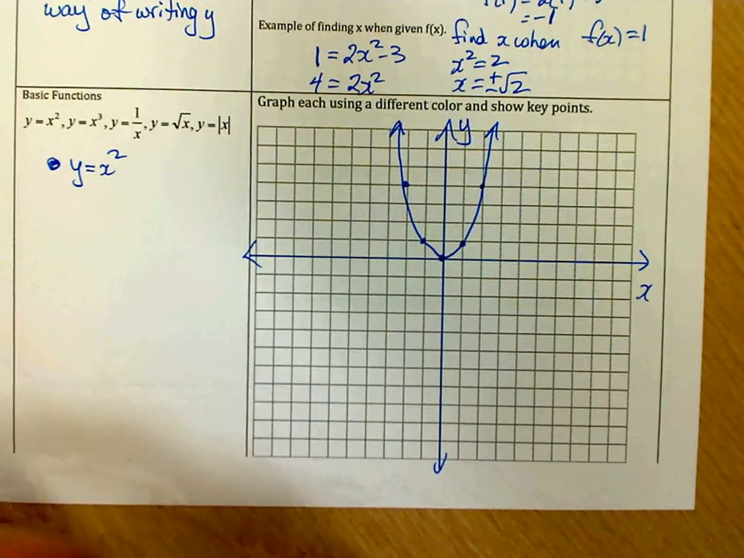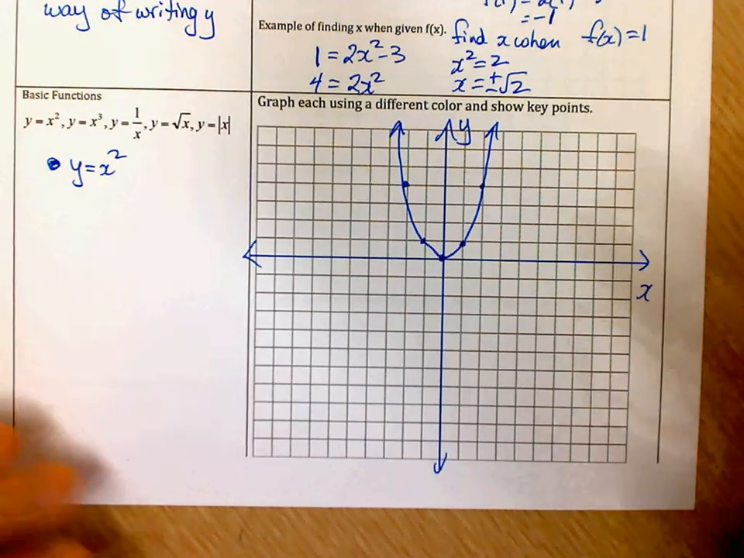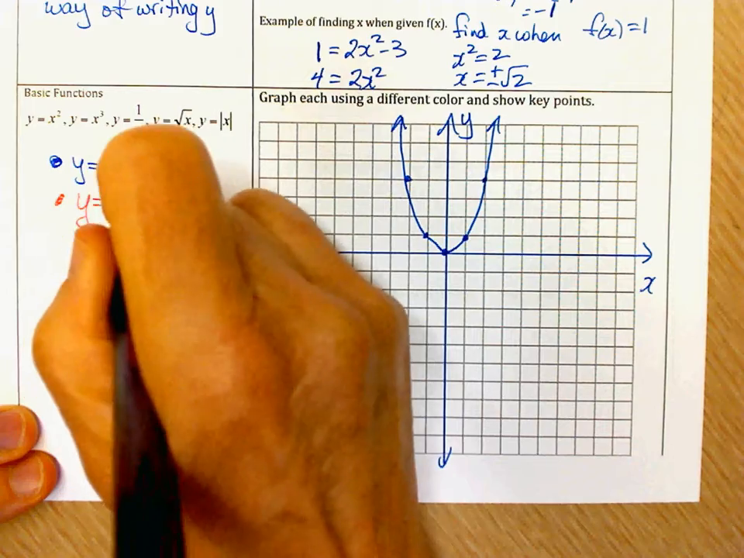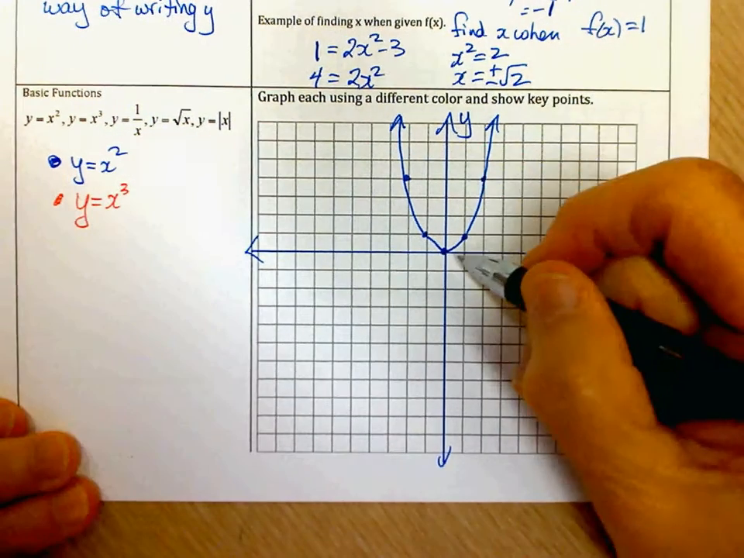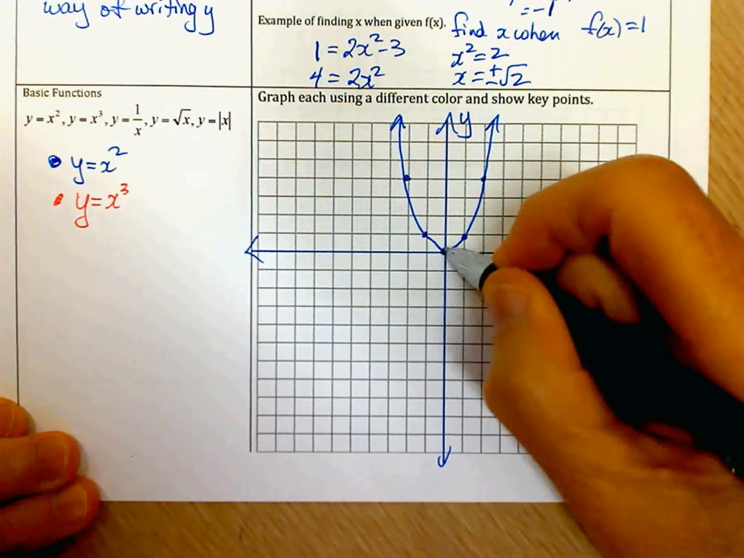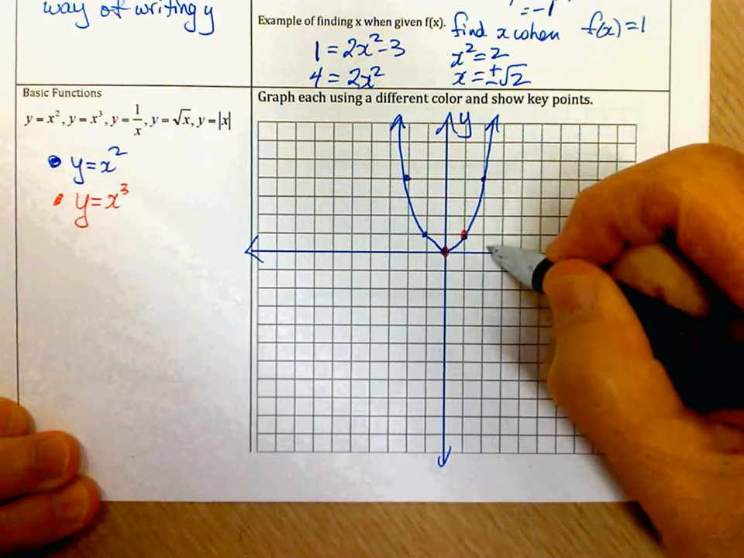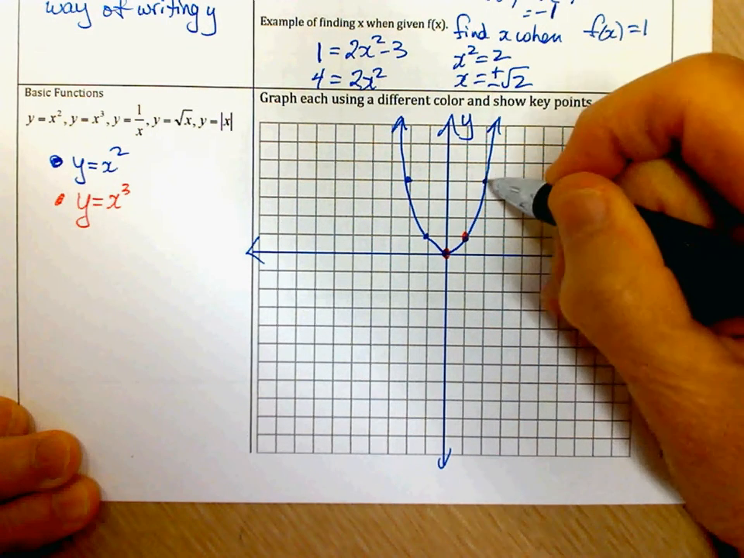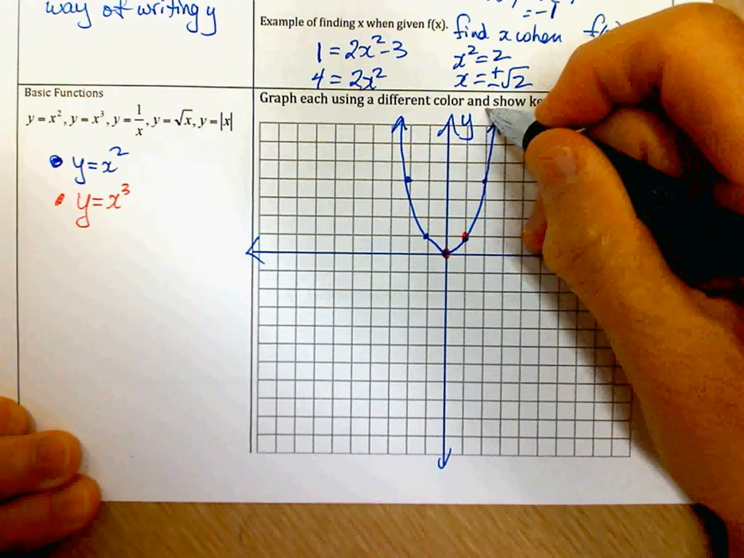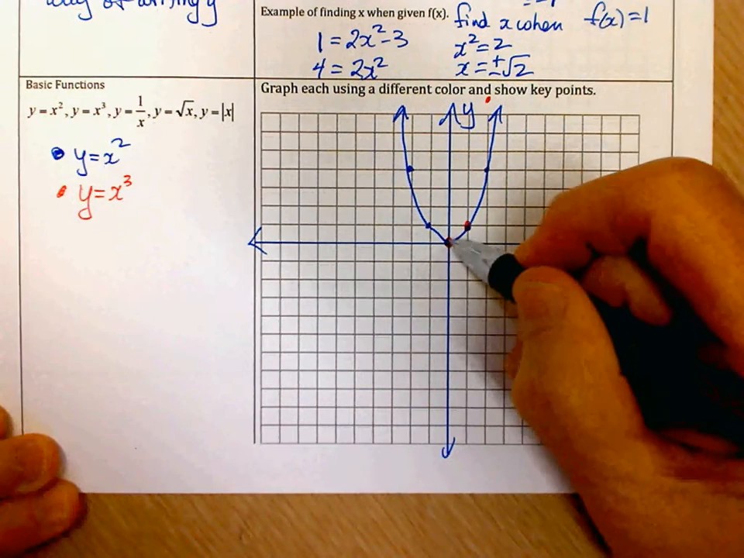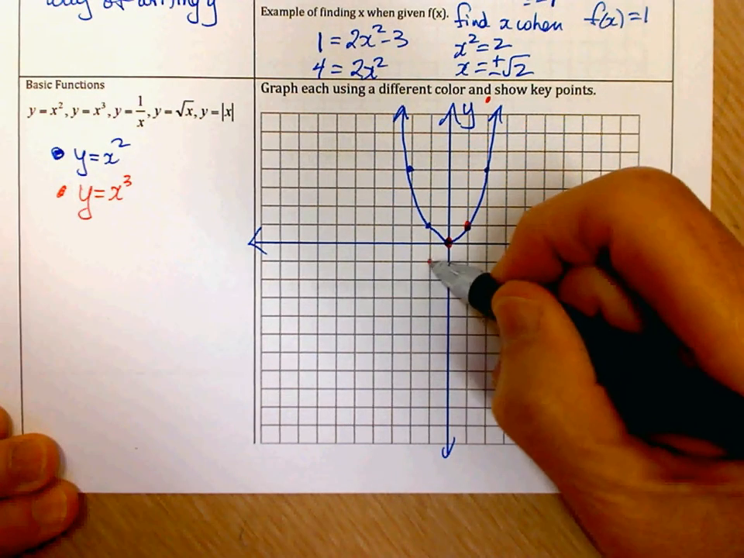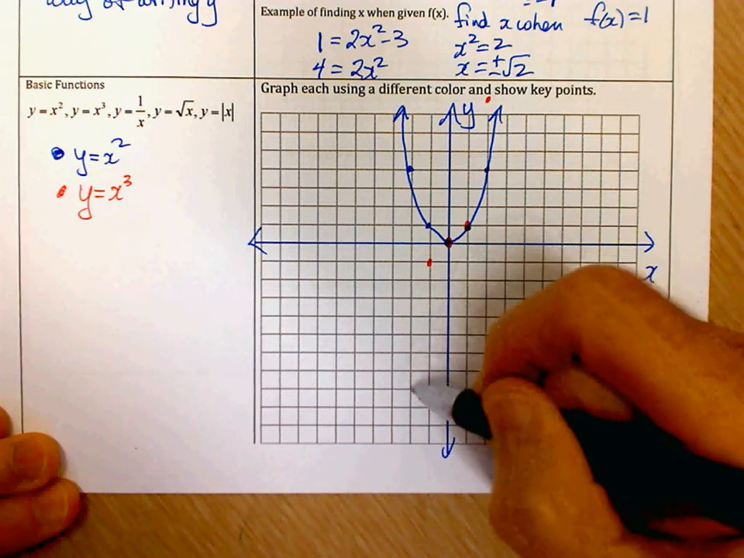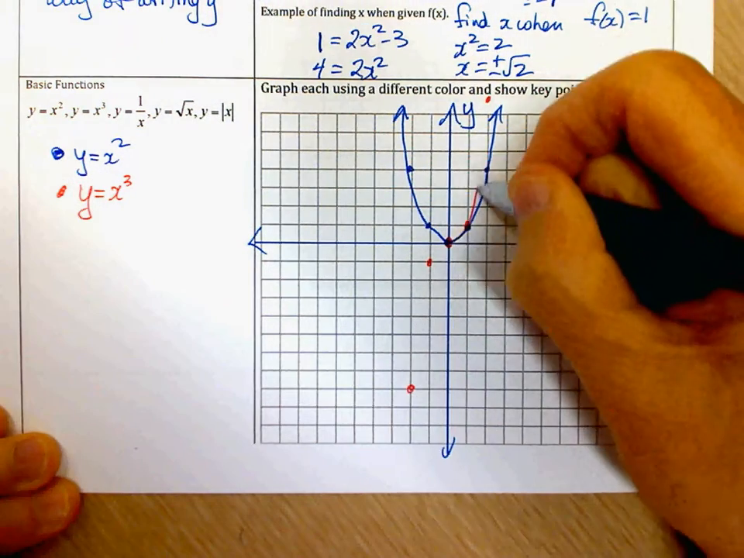Let's draw y equals x cubed. I'll do that in red. So let's see. Y equals x cubed when 0, 0, 1, 1, 2, 8. Oop, I'm a little bit off the graph. When x is -1, y is -1, and when x is -2, y is -8. So there's y equals x cubed.